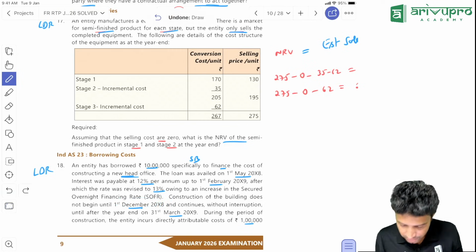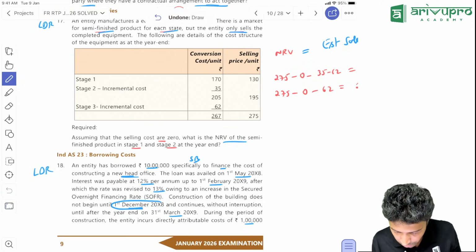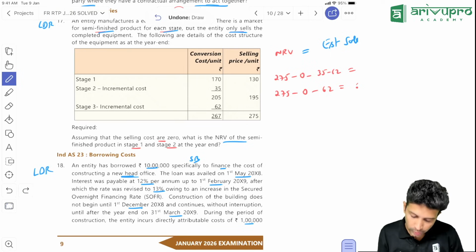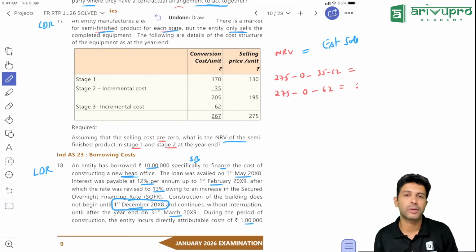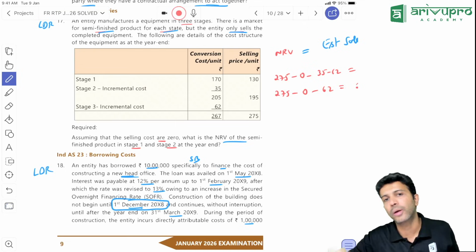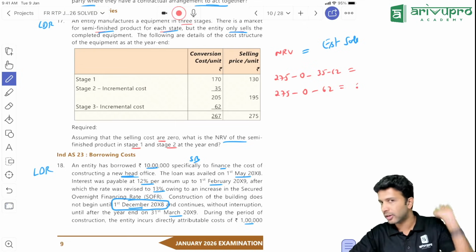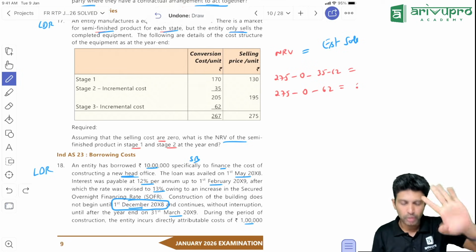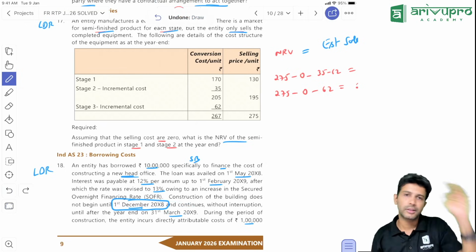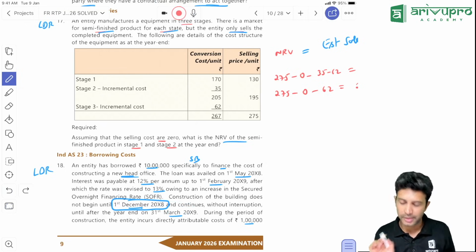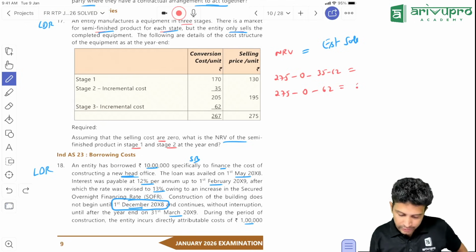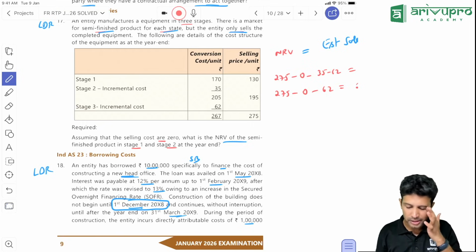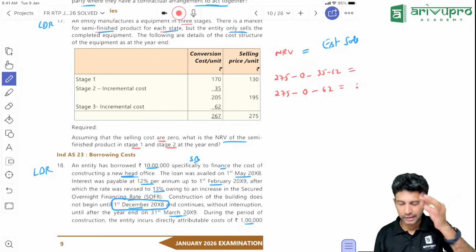So, since expenditure on the qualifying asset is starting on 1st December, your borrowing cost starting date is also 1st December. Before 1st December, whatever borrowing cost or interest cost you have incurred, it will go off to SPL. So in the current year, how many months? December, January, February, March. Only 4 months of borrowing cost you will capitalize. Balance borrowing cost you will transfer to SPL. It continues on 1st December and goes without interruption until after the year end on 31st March 2009. Construction is still going on, but the year has ended.